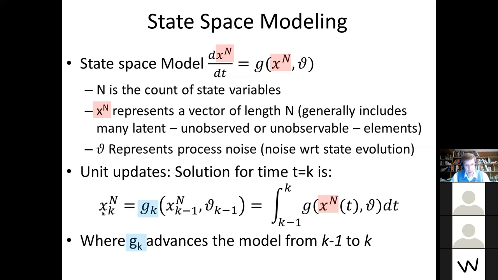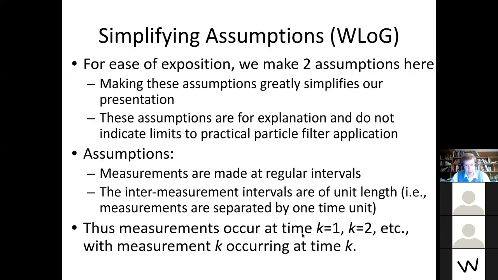X of k of n, or the change of x of k of n from time k minus one to k, is just going to be the sum up here. So this should actually be saying plus this. So here we're advancing the model.